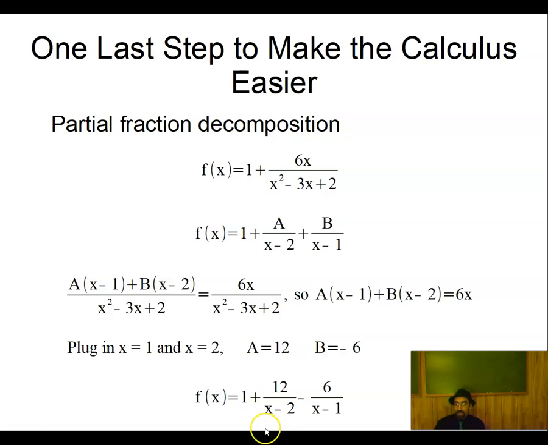But now we have a nicer looking function, f of x, right? Same f of x, it's just written in a nicer form. And now if we think about differentiating this, we don't actually need to do quotient rule. We can think of this as 12 times (x minus 2) to the negative 1 and 6 times (x minus 1) to the negative 1. And that's much nicer to differentiate twice. And so we'll do it that way.